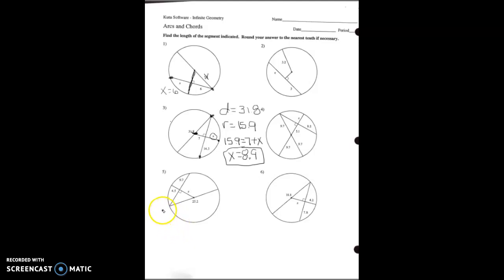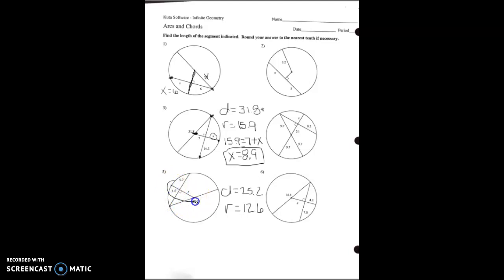All right, number 5. So now we've got this whole thing again, diameter 25.2. So if the diameter is 25.2, how do we find the radius? Cut it in half. So 25.2 divided by 2 is 12.6. So that's the radius. So that's anything from the center to the edge is 12.6.